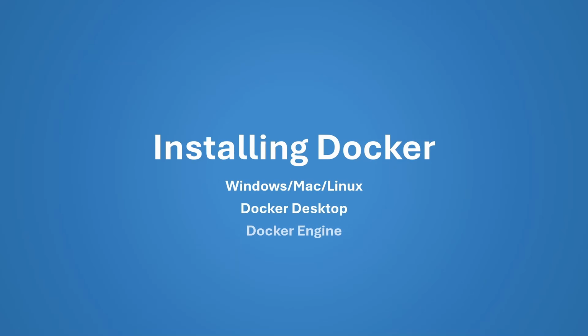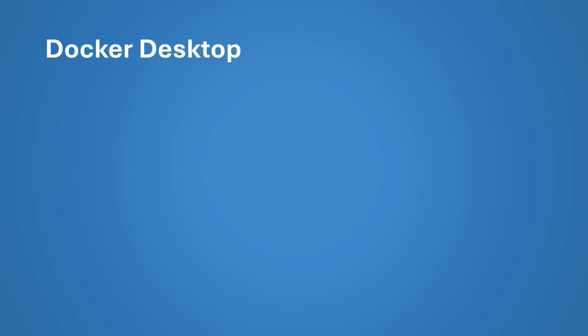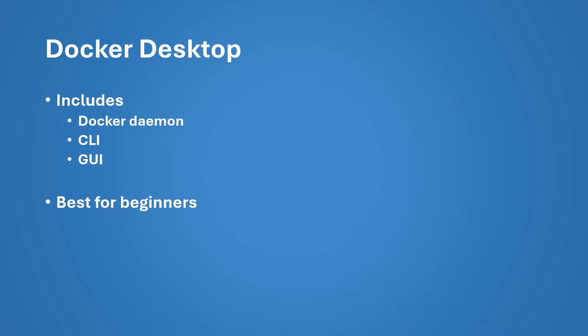Next, let's install Docker. If this is your first time using Docker, you probably want to use Docker Desktop, which is available for Windows, Mac, and Linux, and comes with everything you need to use Docker, including both command line and GUI interfaces. If you're more experienced and prefer the command line only, then I'd recommend installing Docker Engine, which comes with the core functionality but no GUI.